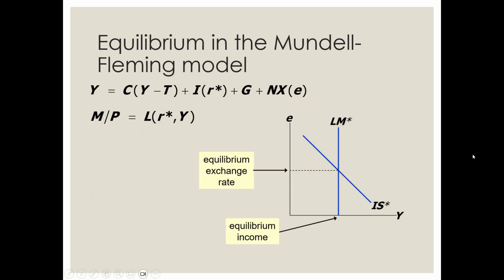Equilibrium in the Mundell-Fleming model. Equilibrium occurs at the intersection of the IS and LM curves. This determines the economy's output level and exchange rate. Understanding this intersection helps us to analyze how different policies work under different exchange rate regimes.